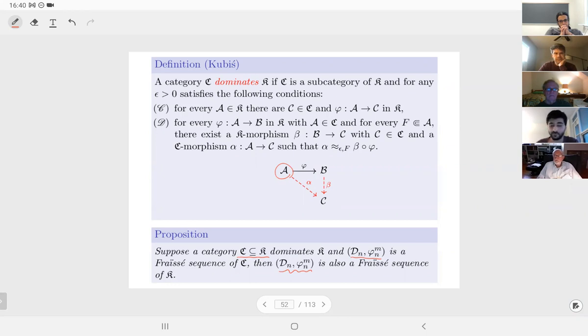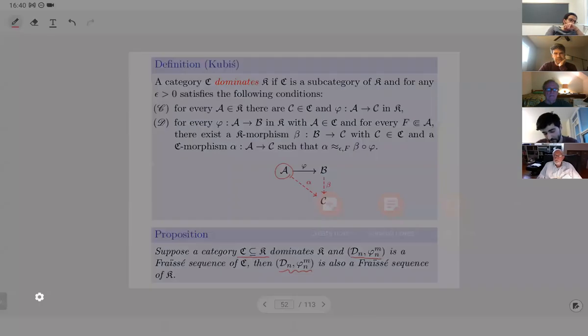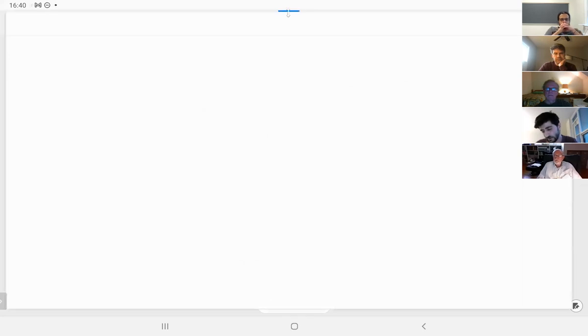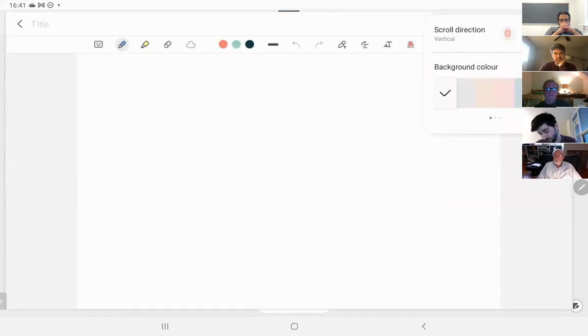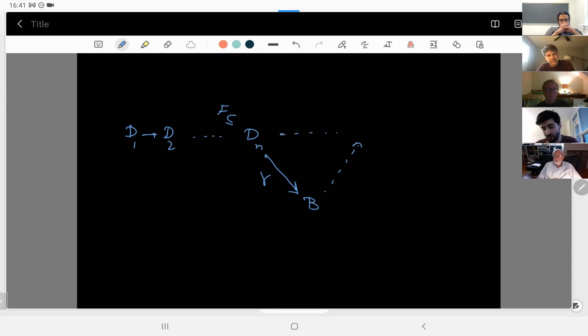in the category K. Now the proof of this is maybe I can just. So what you need to show is that you have this sequence D1, D2, and so on, Dn, and then you have F here, and you are given gamma. You want to show this absorption property, right? That you can go back. So you're given this arrow from Dn to gamma, and you want to show that you can go back here, and this diagram would commute.